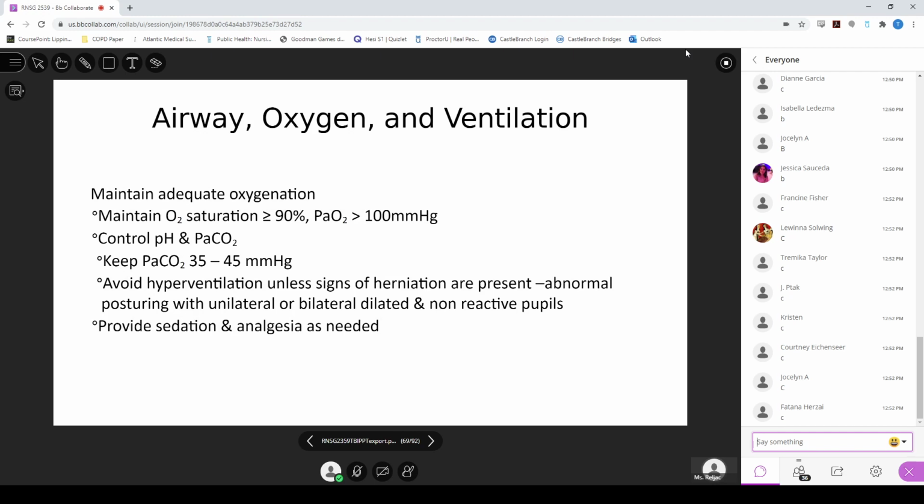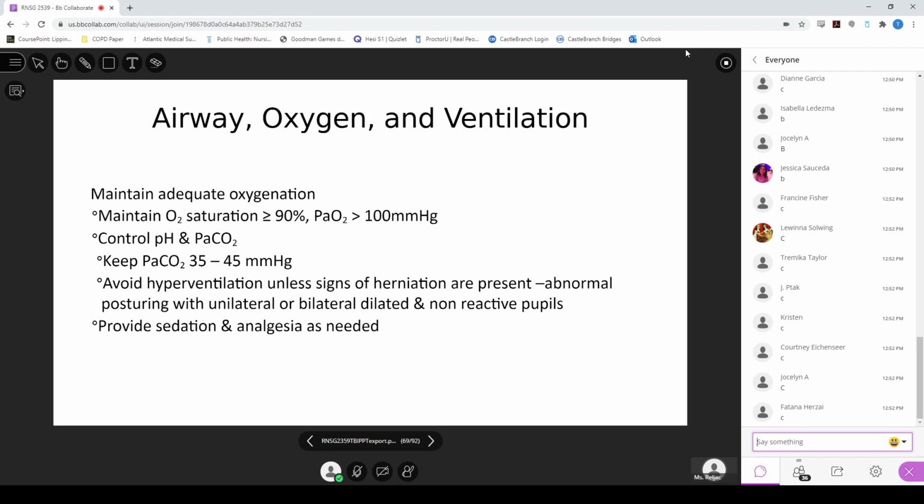To maintain adequate oxygenation, you want to keep their SATs greater than 100. The PaO2 at 100. You really want to control the pH and the PaCO2, and you want to keep the CO2 35 to 45.